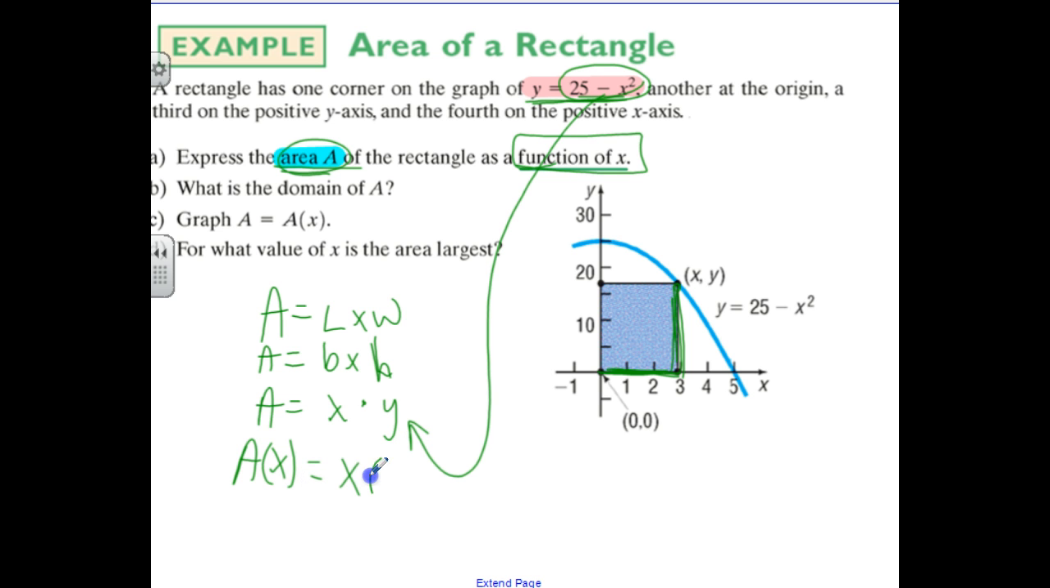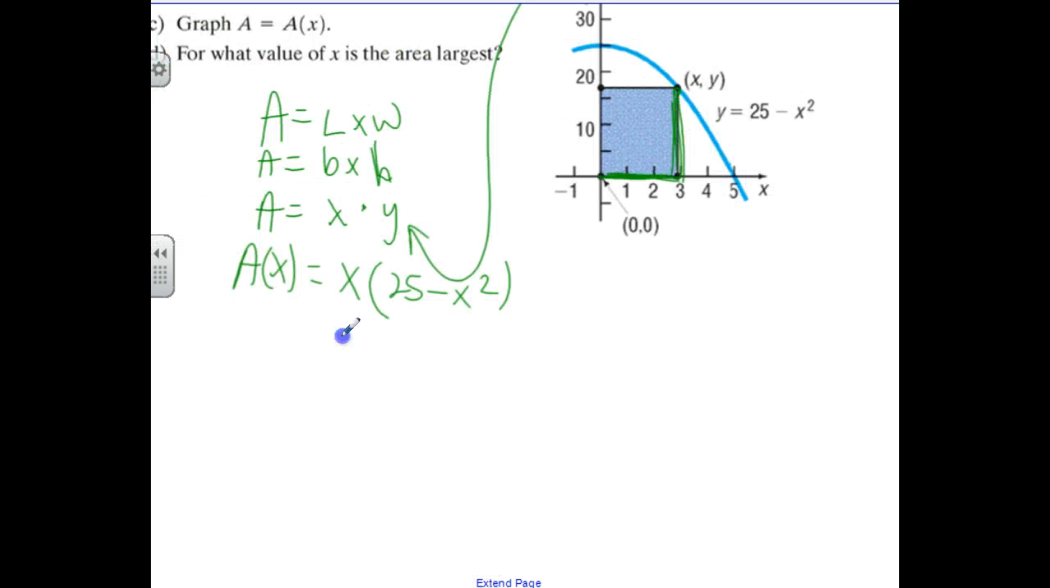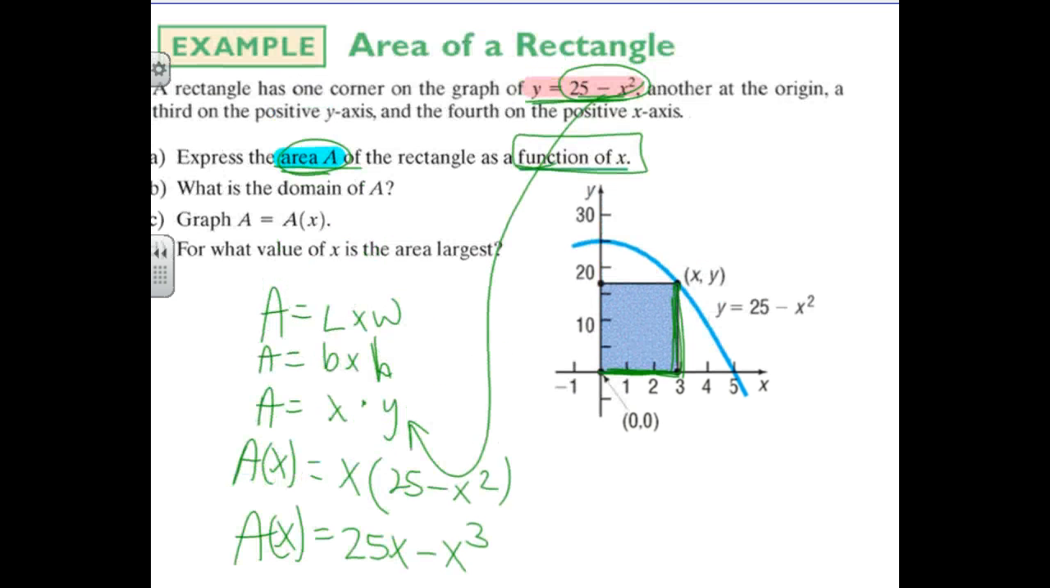Oh, this one's easier. The y value is what? 25 minus x squared. So my function in terms of x maybe would be 25x minus x cubed. So there's the area as a function of x, which they're probably going to make me graph and find the max or the min. In this case, I think I want to maximize area. So it says, what's the domain of this thing? Again, it doesn't make sense to have negative values. It looks like it's going to be between 0 and 5 is the domain. Graph the function, which I guess we're going to try to do that now, and then find the largest area. Of course, we recognize that as the max.